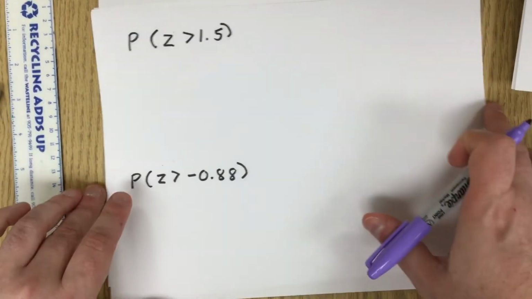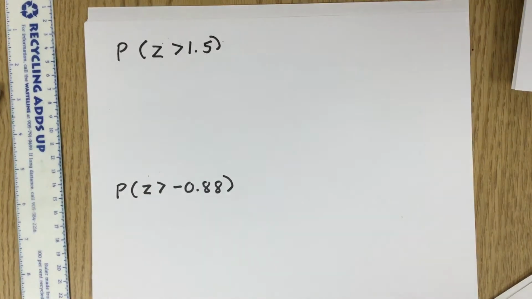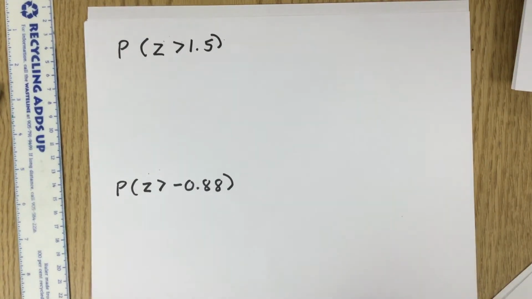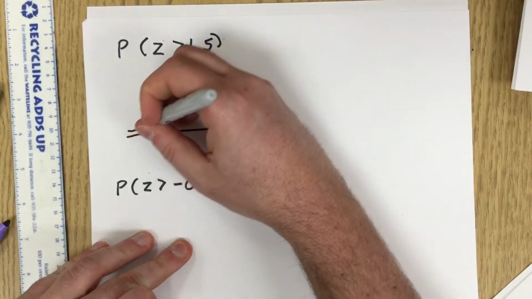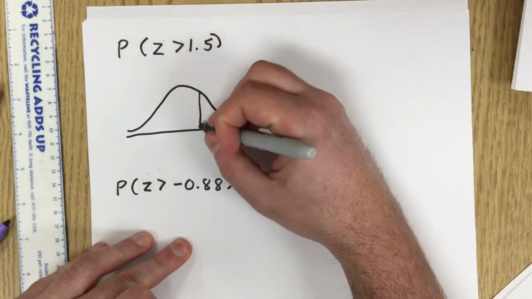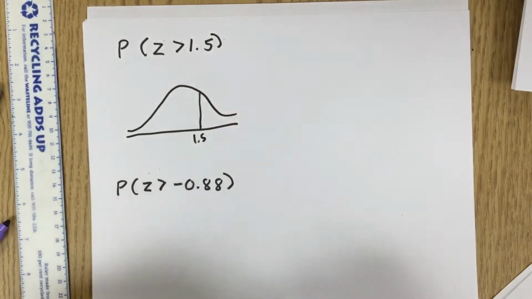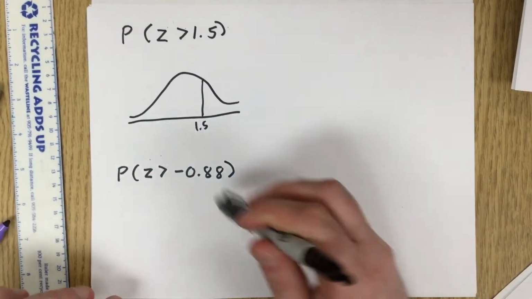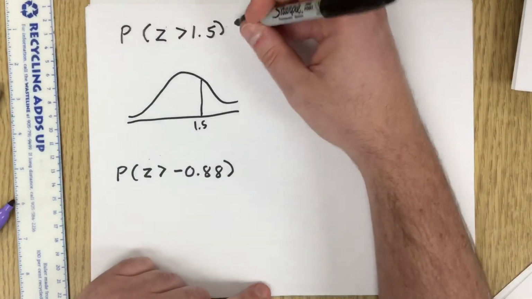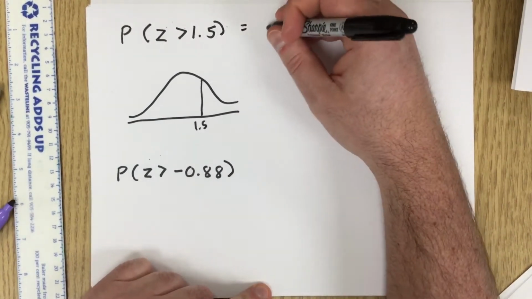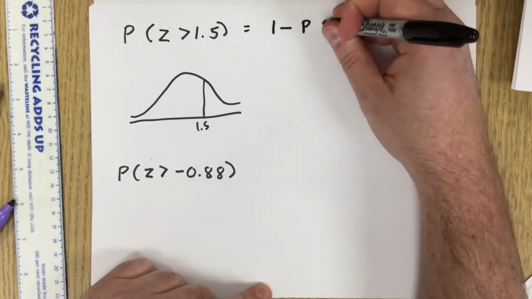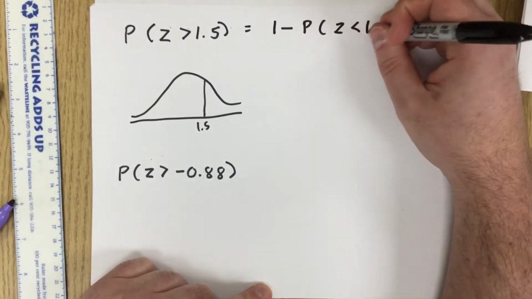Now, all of these had less than as the question, but let's say the question was asking, what's the probability that z is more than 1.5? So what we're going to do for that one, we're going to figure out, okay, what is the probability that z is less than 1.5? And then the probability that's more than that, because remember, the total probability has to be 100, is going to be 100% minus that. Or to put it another way, this is going to be equal to 1 minus the probability that z is less than 1.5.